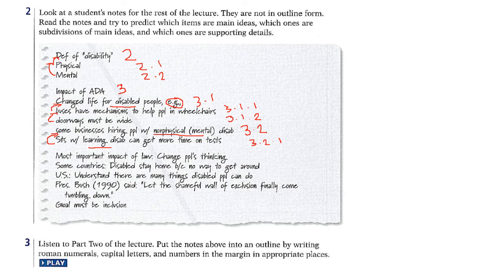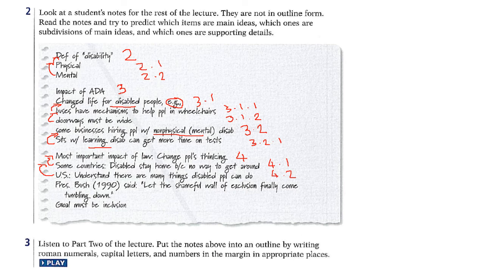The next section was about the important impact of the law. And it said that this changed people's thinking. So because this is a new section, I gave this a new number. And then it talked about the impact in other countries, and it talked about the impact in America. So I gave it a 4.1 and a 4.2 to show that in other countries and in America, these are both supporting the main point of the impact changing people's thinking.